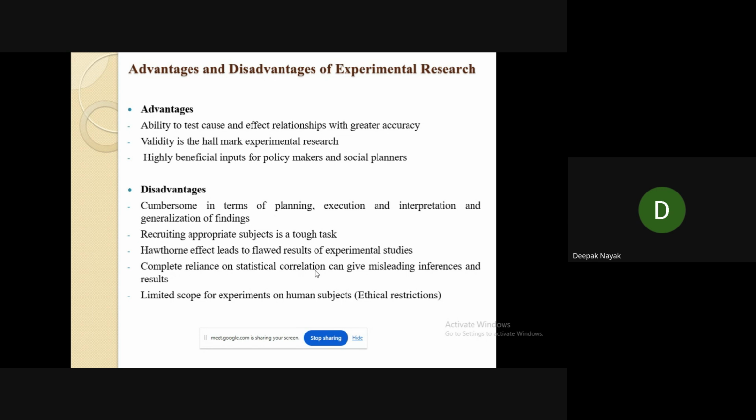One can say that the findings are valid, though there are some hidden flaws. Of course, we are maybe liable to some human errors while conducting even experimental research. But so far as the process that we follow in experimental research, everything is under control.